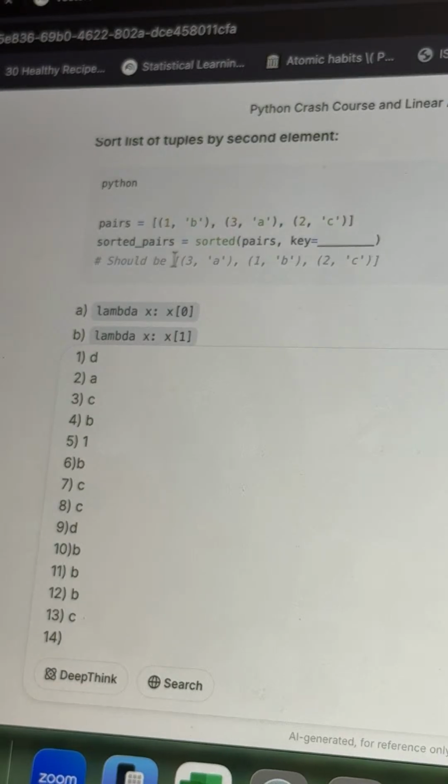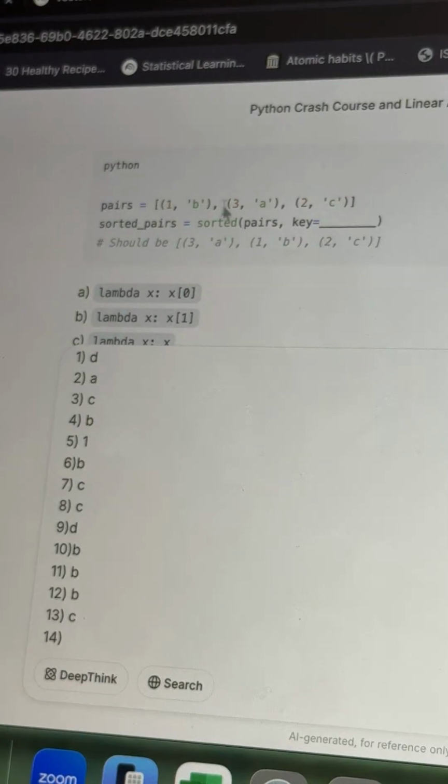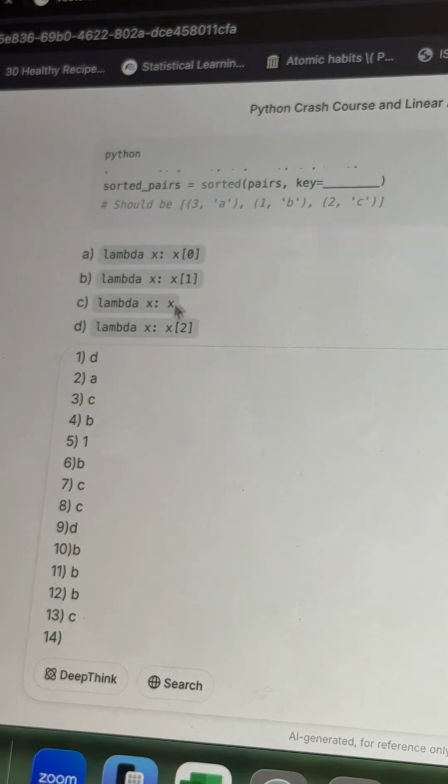How do you sort a list of tuples by the second element? Look, it's 3A, 1B, 2C. So you want this first. These are your pairs, but what are you sorting it by? What is the key here? So lambda x. Hmm.